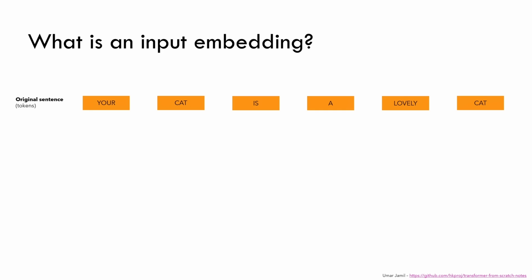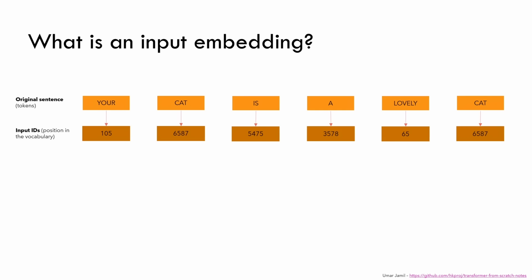The next step we do is we map these words into numbers, and these numbers represent the position of these words in our vocabulary. So imagine we have a vocabulary of all the possible words that appear in our training set. Each word will occupy a position in this vocabulary. So for example, the word your will occupy the position 105, the word cat will occupy the position 6500, etc. And as you can see, this cat here has the same number as this cat here because they occupy the same position in the vocabulary.